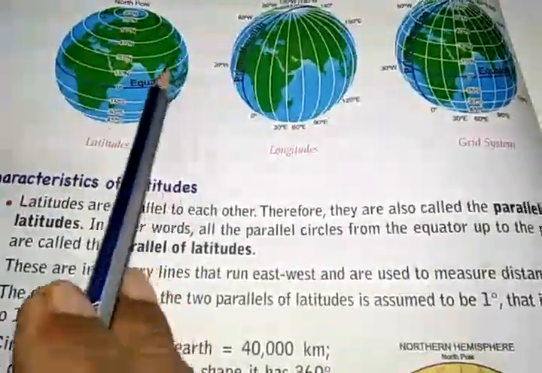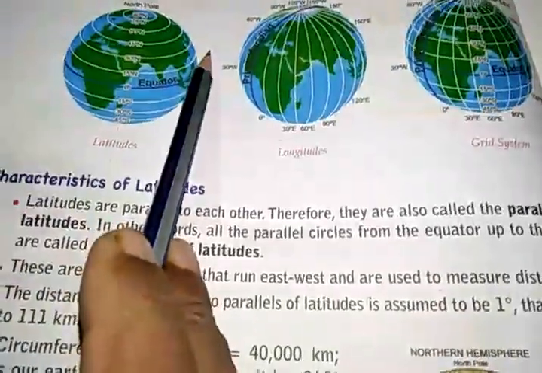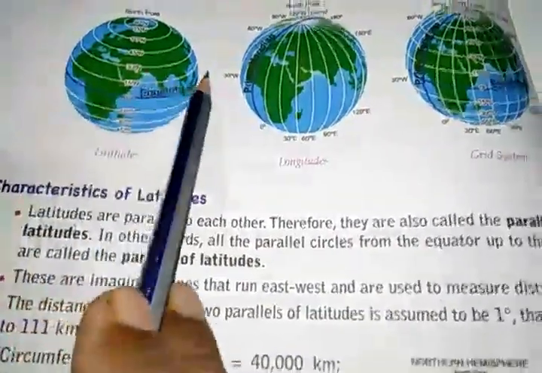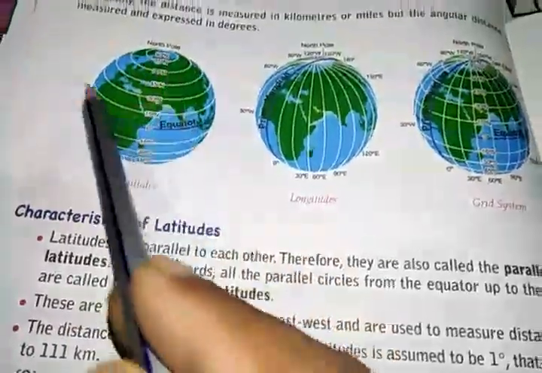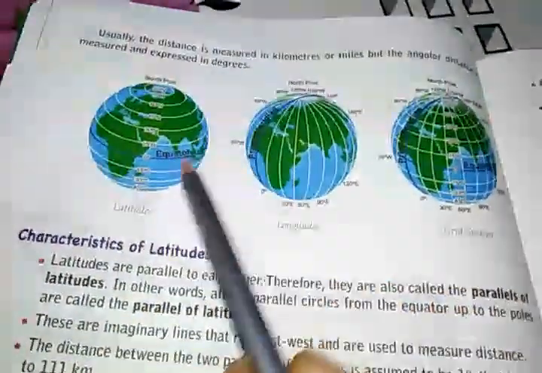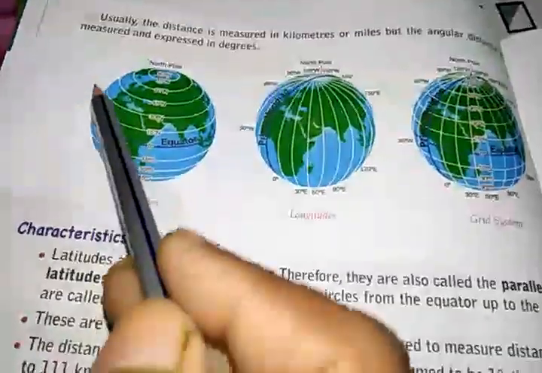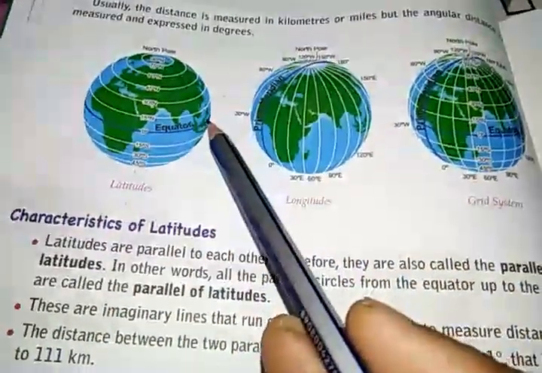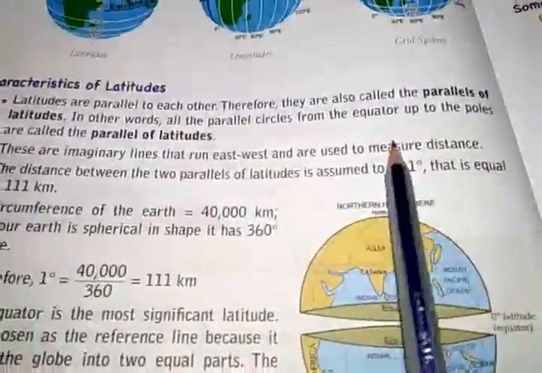They are running from east to west. This is east, this is west. You can see these lines are running, and these are circles. All these lines go around the earth. So it is a circle like the equator. Equator goes like this and again it comes back, so it is a circle. Equator is also called a great circle. We will study about great circle also.